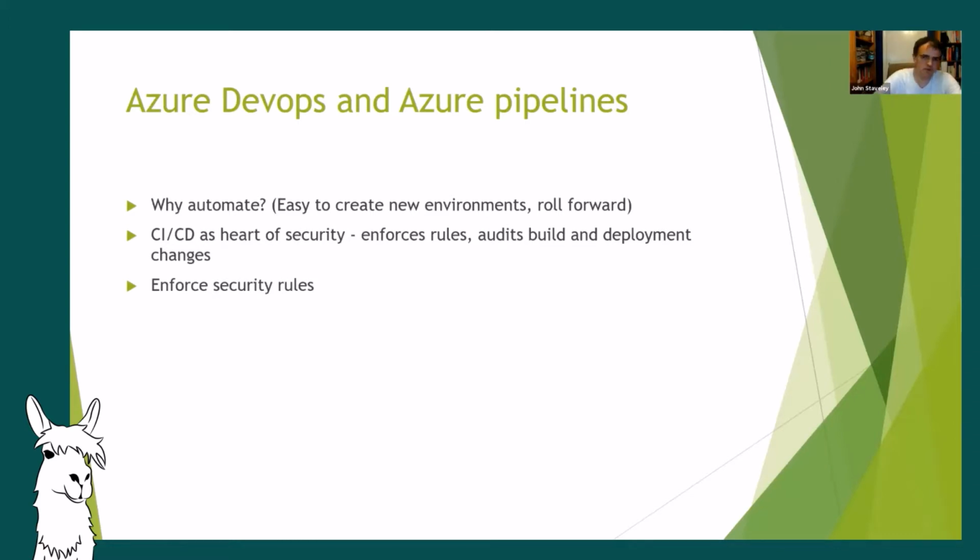Because it's repeatable, it's very easy to roll forward. So say you find a 0-day vulnerability in one of the packages you're using on your website, you can roll forward and fix that very quickly. What that means, though, is that the CI/CD pipeline is now the heart of security. Your Azure pipelines enforces the rules, it enforces the checks, the ARM template enforces certain assets that you're deploying into the cloud. But that's all checked into source control. So if anyone makes any changes to that, that's all logged and audited. And then all those security rules are enforced each time you check in.